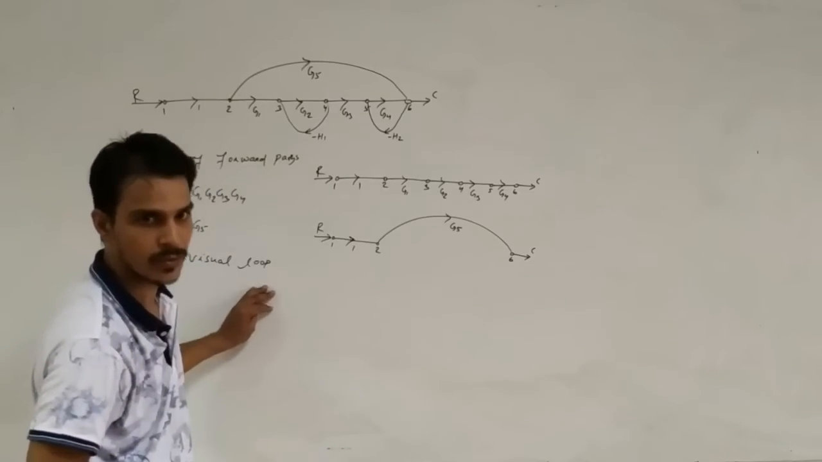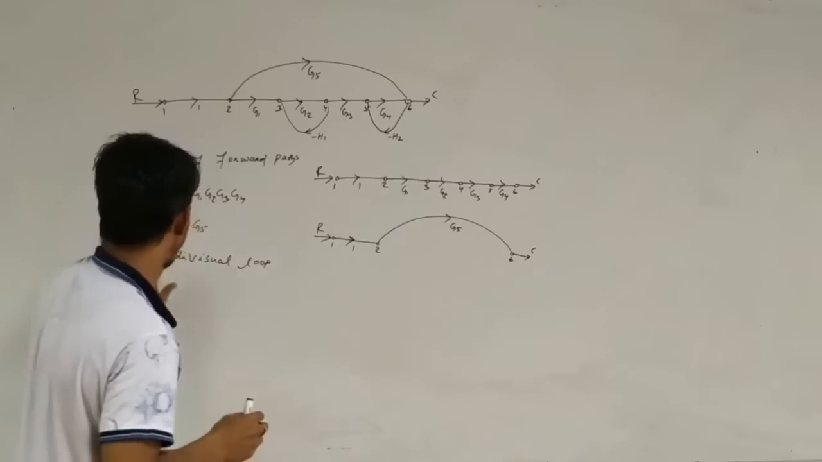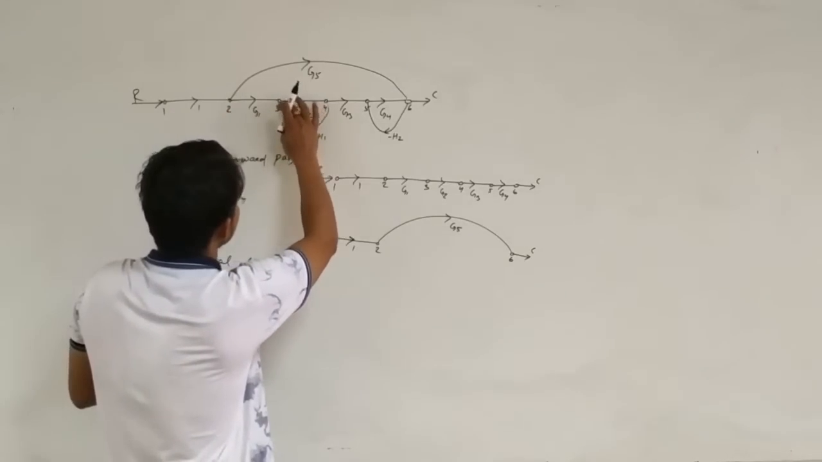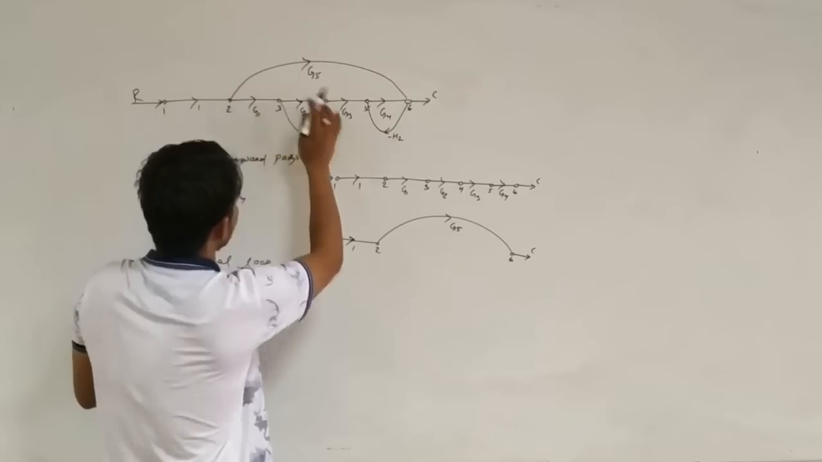Individual loop, we have to consider individual loop. Okay, so individual loop, suppose say this can be node 3 to 2.